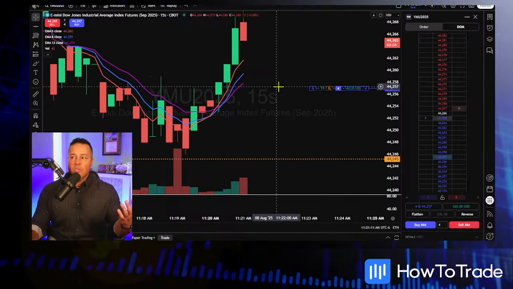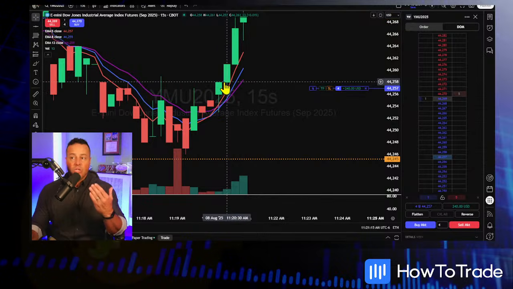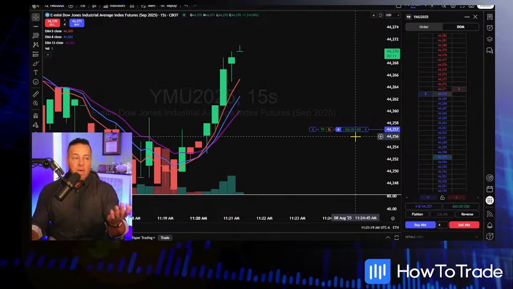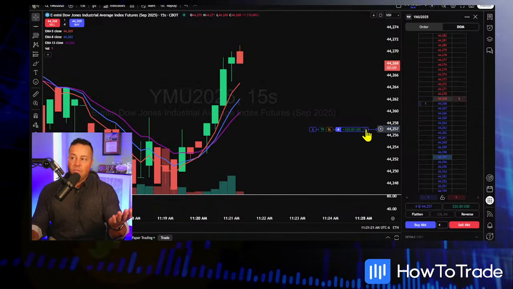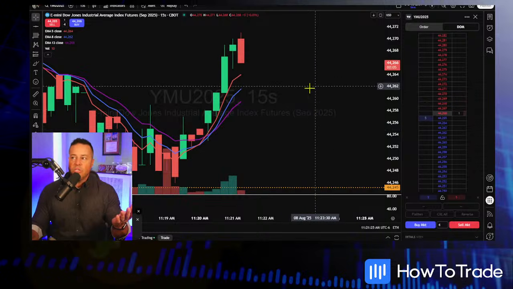So there was our entry point. Right there was our crossover. Price closed above all three moving averages, and now we're up and away, and we're making bank. There you go, right there, 260. I'm going to go ahead and close it out. We closed out right up there at 44,268.